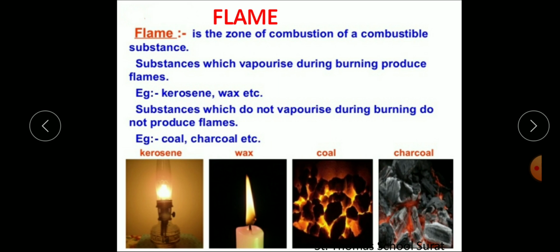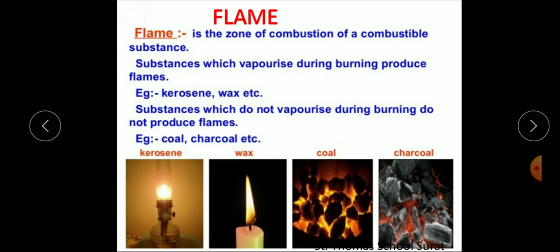See, different flames burn with different colors. Yes or no? They burn with different colors. Now for example, if you take a matchstick, a matchstick burns with a yellow flame, whereas an LPG flame burns with a blue flame. Have you seen that? Have you observed that?